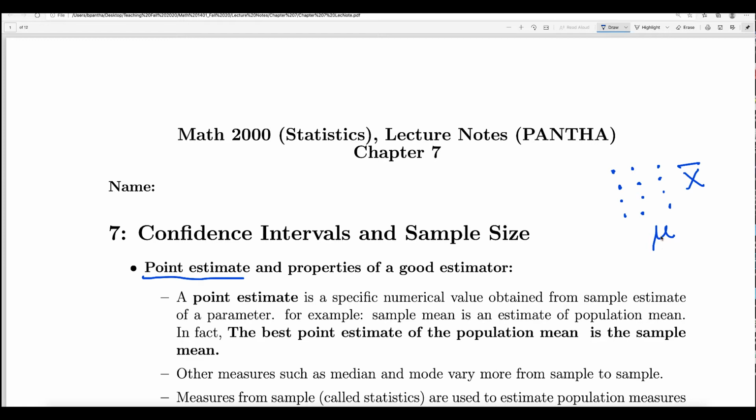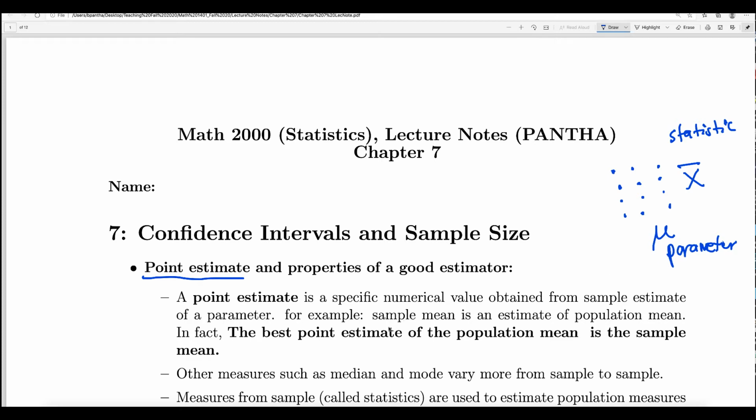So what do we mean by point estimate? A point estimate is a single numerical value. A point estimate is a specific numerical value obtained from a sample estimate of a parameter. A sample estimate is called a statistic, and a population measure is called a parameter. You have seen these words in chapter 1. To estimate the population parameter, we first find the sample statistic, and then we use that to estimate mu, or the population parameter.